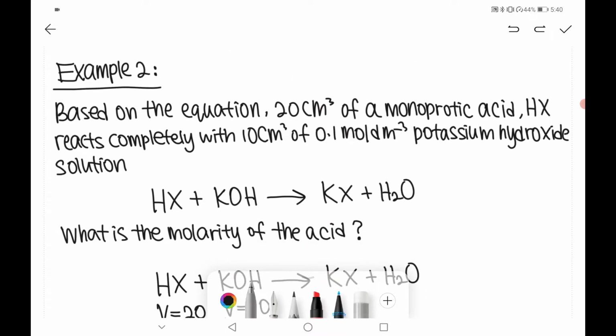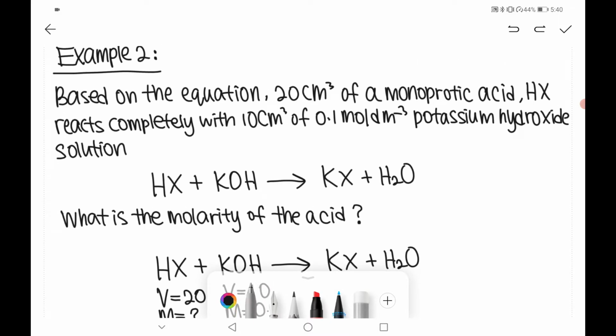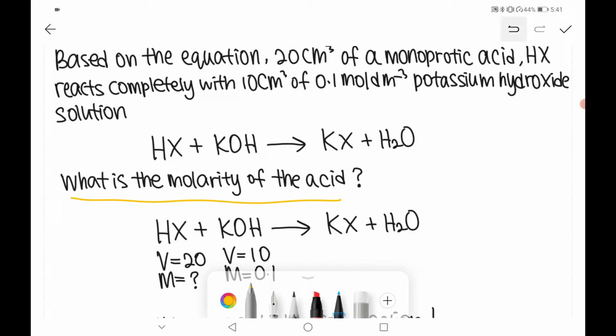Right, so let's go on with example number 2. So for example number 2, based on the equation, in this question, they give us a chemical equation as well. They tell us that we have 20 cm3 of a monoprotic acid. So we are given an acid. The formula is HX. This acid reacts completely with potassium hydroxide solution. So we have acid, it reacts with potassium hydroxide, which is alkali. When acid reacts with alkali, this is a neutralization reaction. Now the question asks, what is the molarity of the acid?